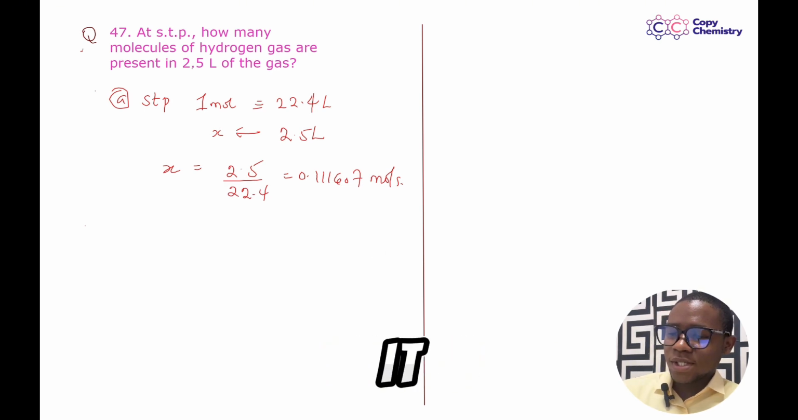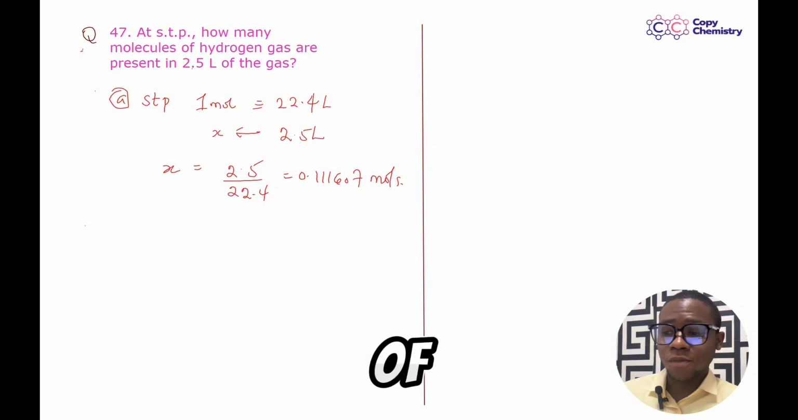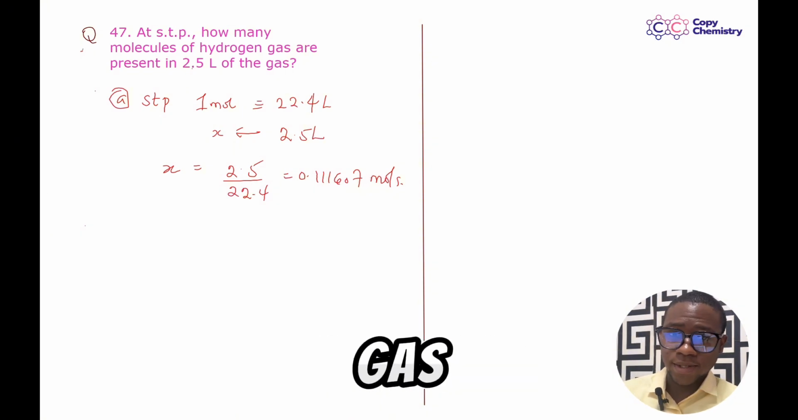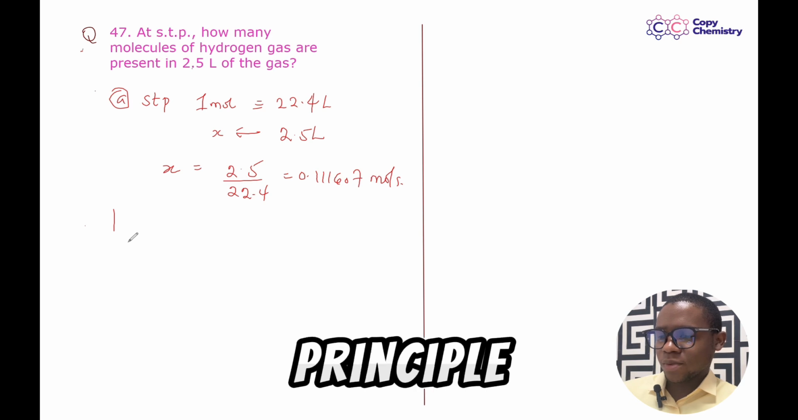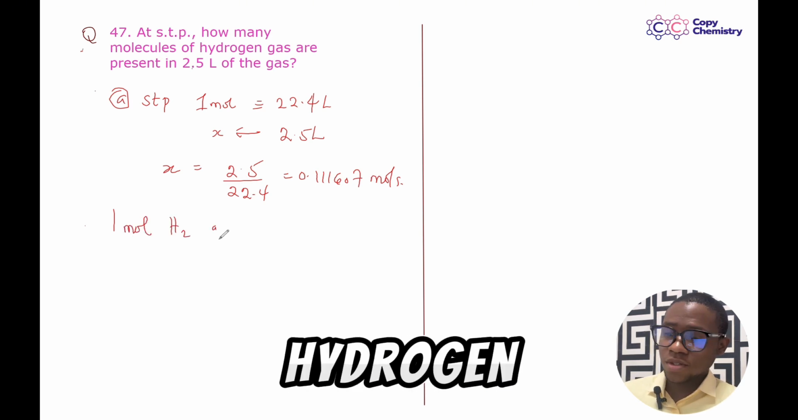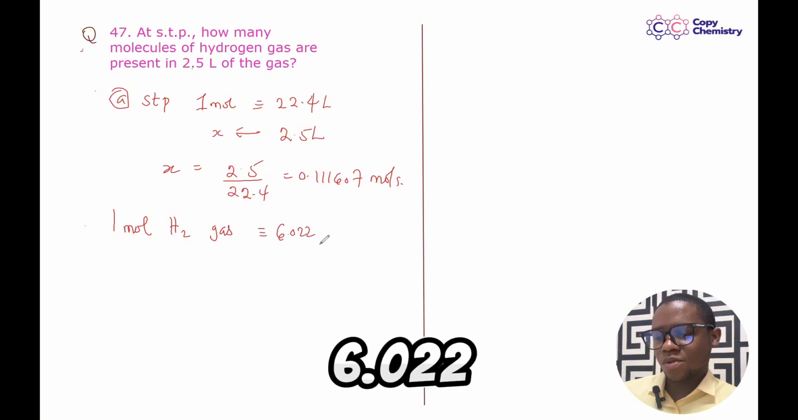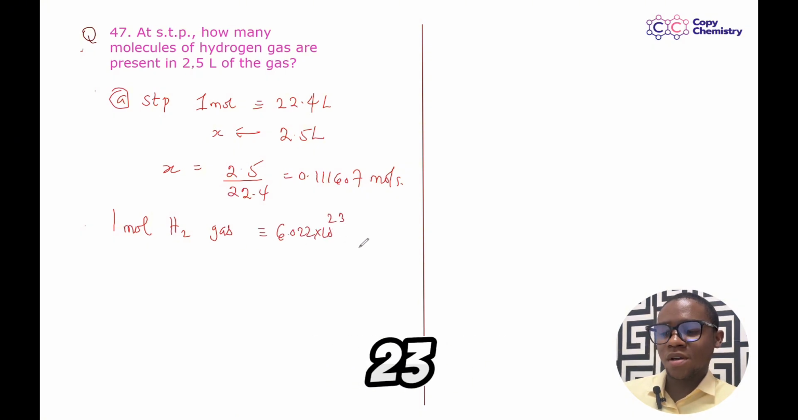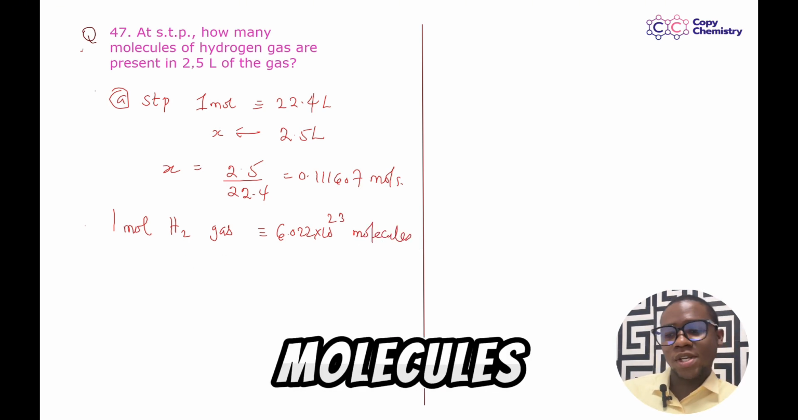Okay, so if that's what it is, that should mean that we now know the number of moles present there of hydrogen gas. According to the Avogadro principle, 1 mole of a gas, like hydrogen, contains 6.022 times 10 to the power 23 molecules. This is in molecule form, so we're using molecules here.